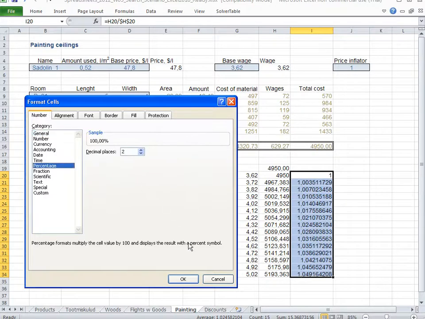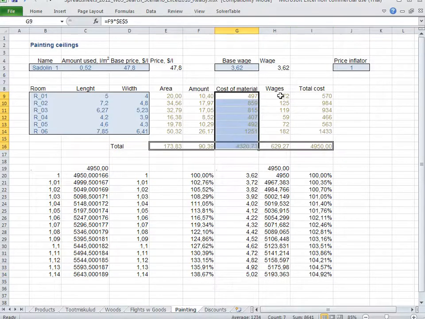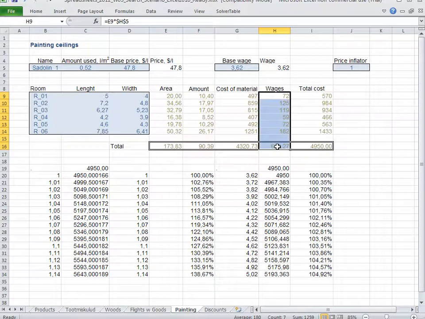And now we can see that while the wage went up, let's say 13%, the total cost actually went up only by 1%. While the wage went up 138%, the total cost raised only by 4,92%. So the reason for that is that total cost consists of two costs, material and wages. And here, in our case, the cost of material exceeds wages.